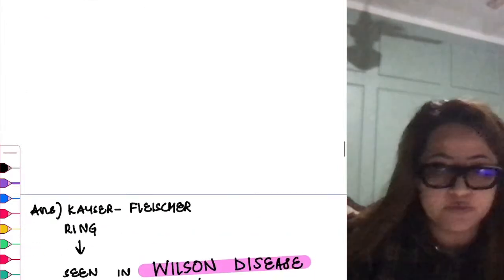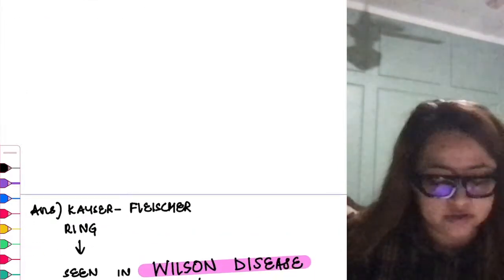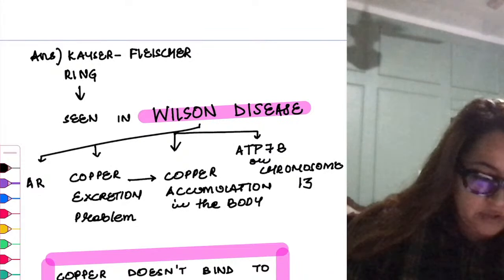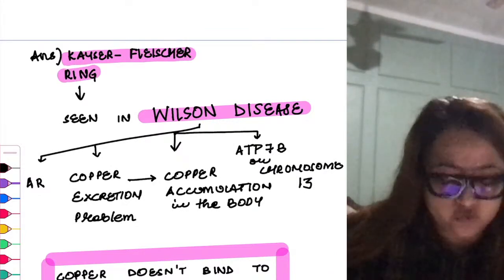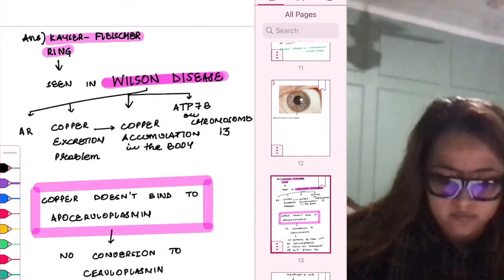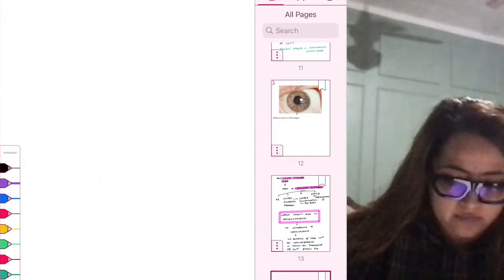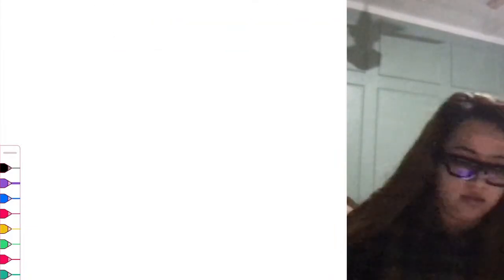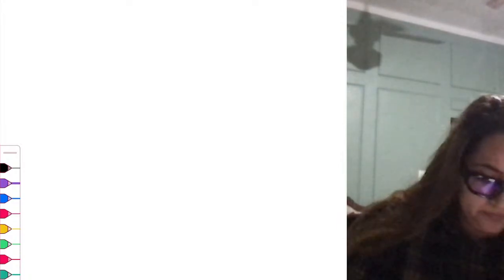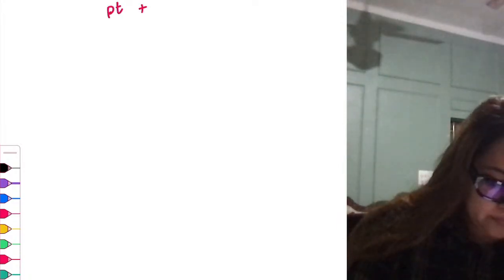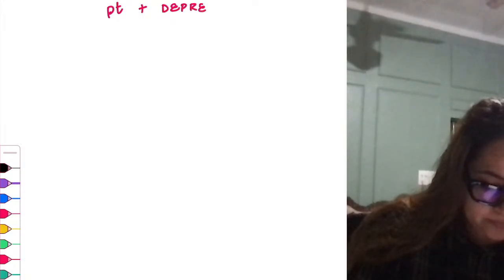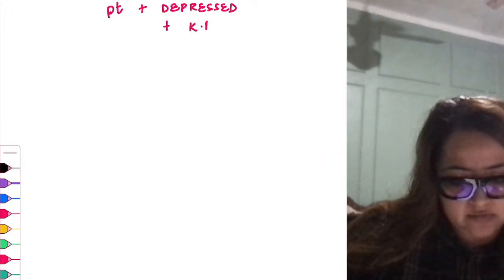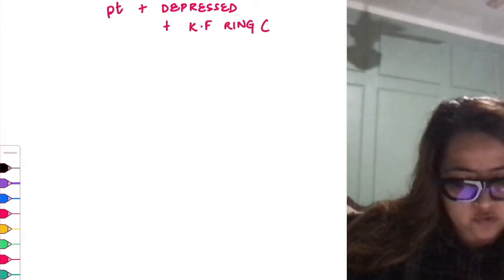Now this is not the iron deposition sign, okay? This is the copper deposition. Okay, now let us discuss the high yield points regarding the Kayser-Fleischer ring. Kayser-Fleischer ring is seen in the patients who have Wilson disease. So before proceeding further, I would like to discuss the patient profile that could be given to you in the history in the question, okay? So supposing you get a patient who is depressed, and the patient is having Kayser-Fleischer ring, this type of picture could be given to you.